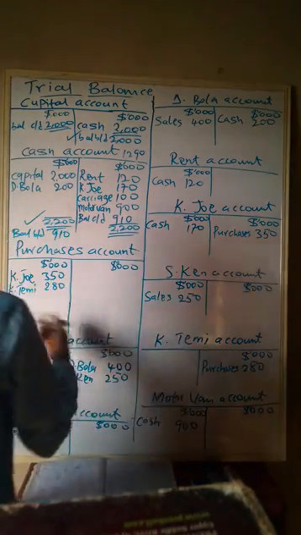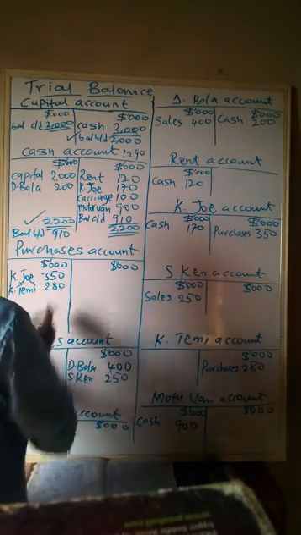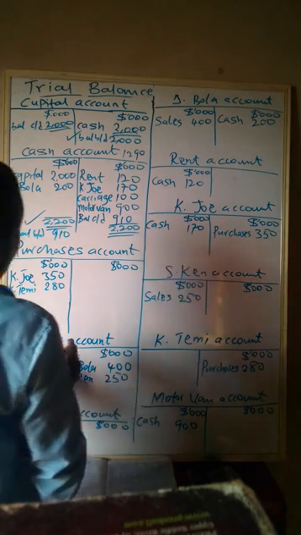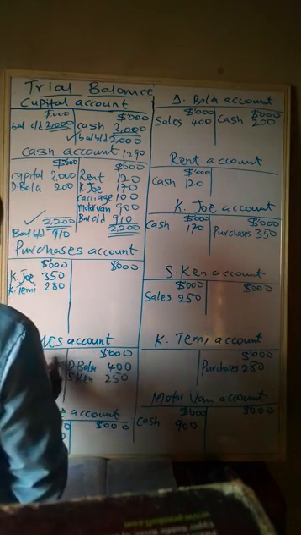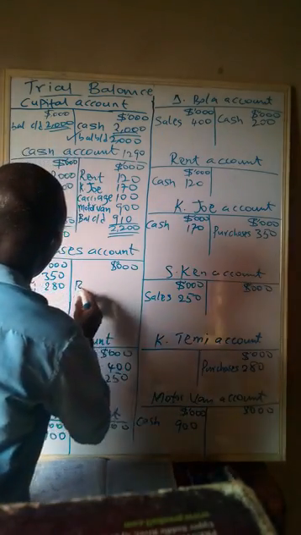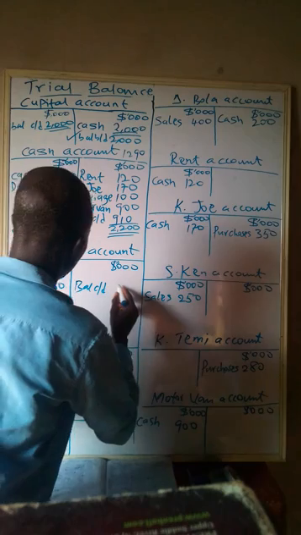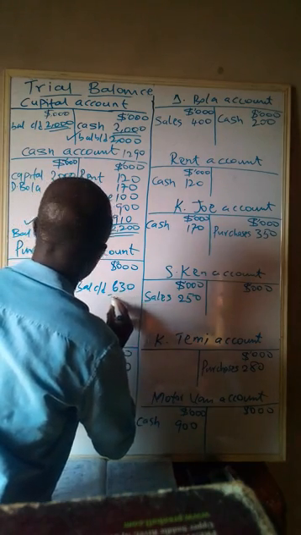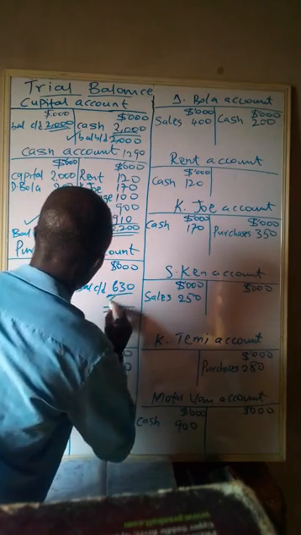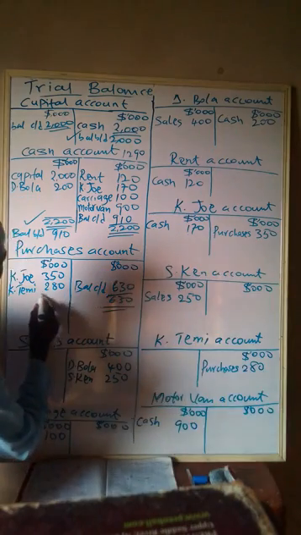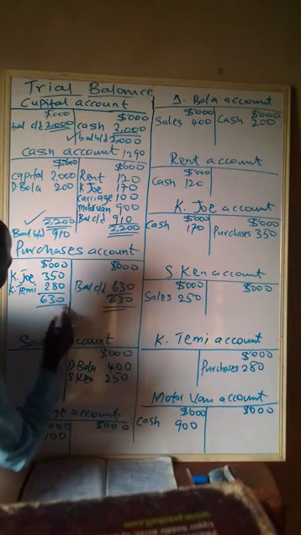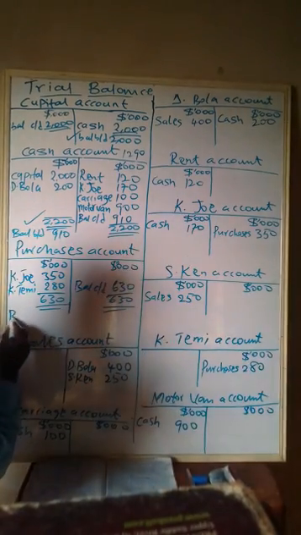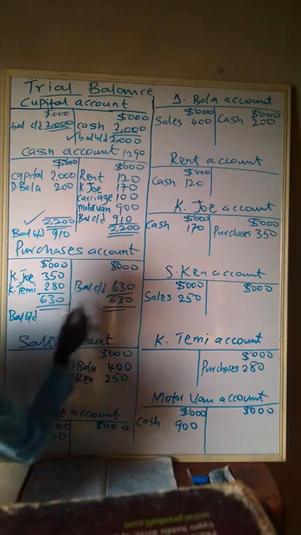Next, purchases. At the end of the period, these are the purchases that we make. 350 plus 280, and that is 630. Balance CD. I go to balance sheet. This is 630, 630, and is an asset account. The balance BD is going to be 630.